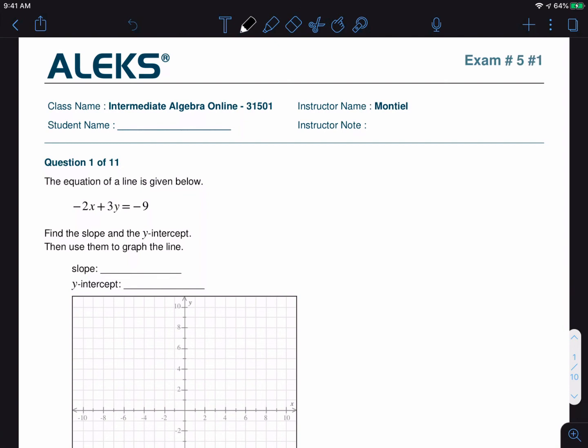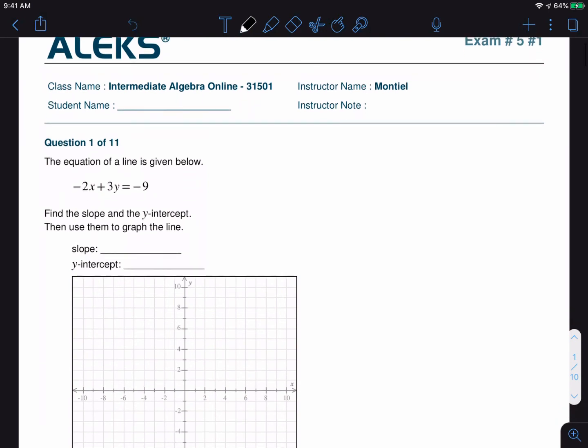So this first example that we have is coming up with a line and then graphing it. It's in standard form, ax plus by is equal to c. One quick way to do this is that the slope is always going to be negative a over b, and the y-intercept is going to be c over b.